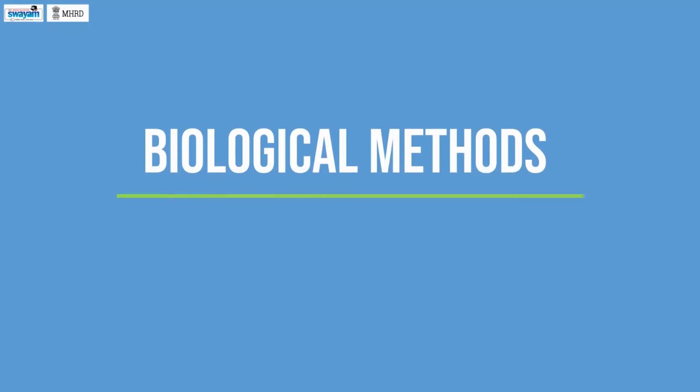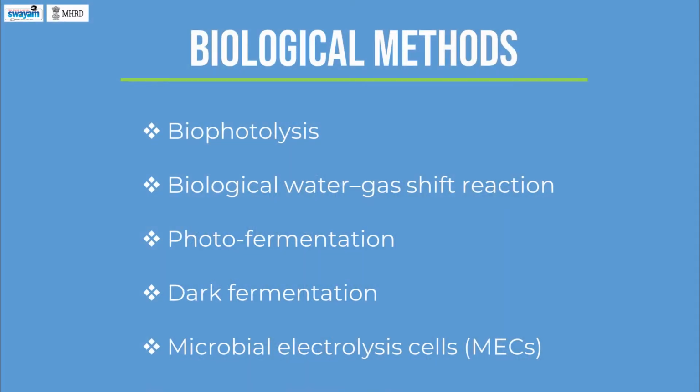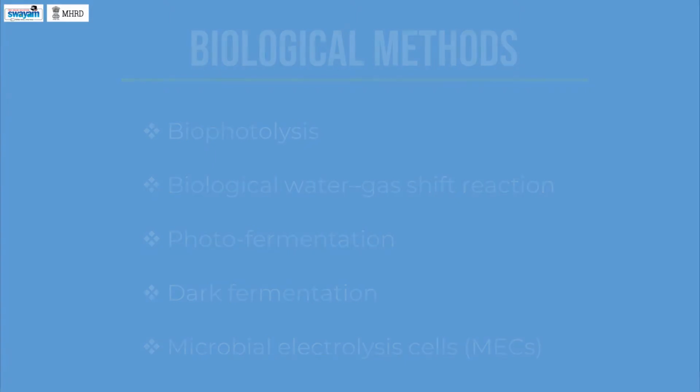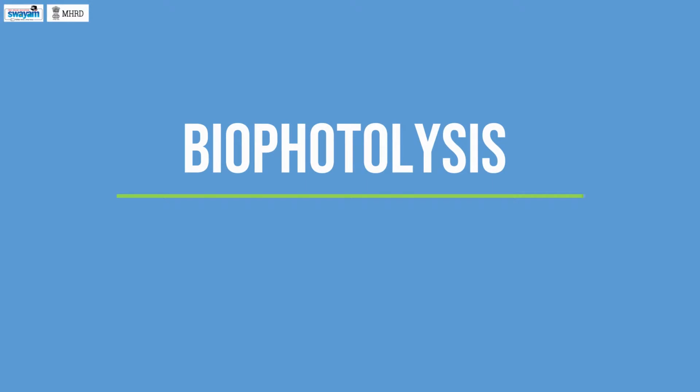Biological methods. The following are the major biological methods involved in biohydrogen generation: biophotolysis, biological water gas shift reaction, photofermentation, dark fermentation and microbial electrolysis cells. Let me see in detail about biophotolysis. Biophotolysis involves the splitting of water to hydrogen using the photosynthetic mechanism of plants. Generally, microalgae are utilized for this purpose.